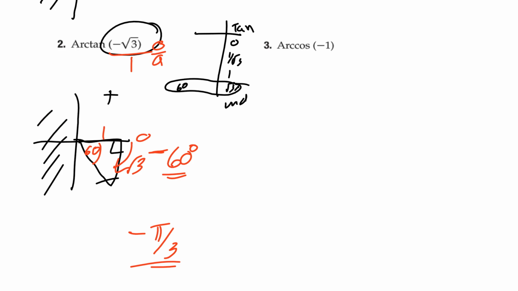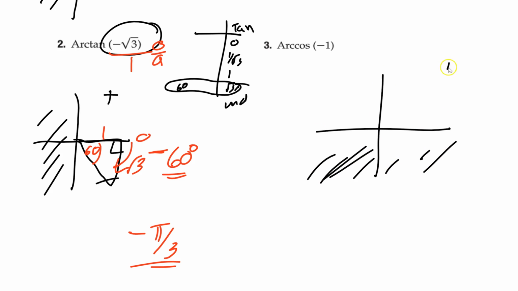Last one of these before we move on to the next thing. Arc cosine of negative 1. Cosine, top and bottom. Where's cosine equal 1? Now this is tough. If you look at your table, you have a positive 1 right there for cosine, but you don't have a negative 1. So remember, anytime it's the opposite, you just go the opposite way.